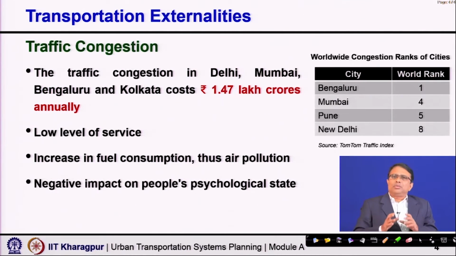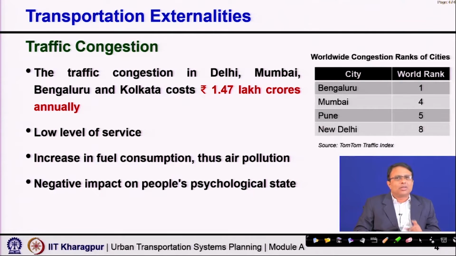Now, let us go back and relook at the externalities. In my first lecture, I talked about externalities, but here we will spend a few more minutes to talk about each of these externalities.